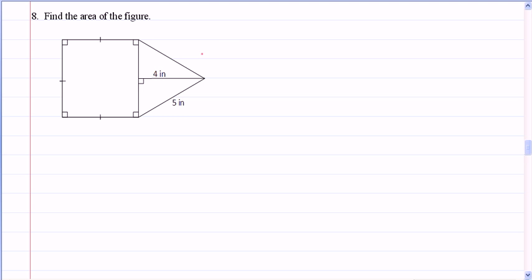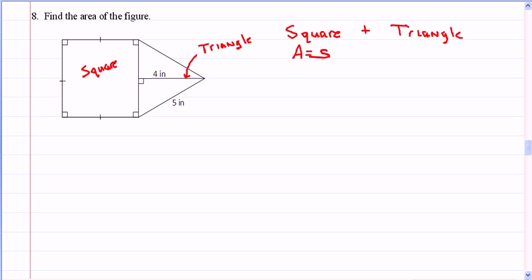For number 8, we're asked to find the area of the figure, and what we have in this figure is a square here, and then a triangle here. So if we want to find the area of the figure, we want to find the area of a square and add it to the area of a triangle. The formula for the area of a square is s squared, and the formula for the area of a triangle is 1/2 base times height.